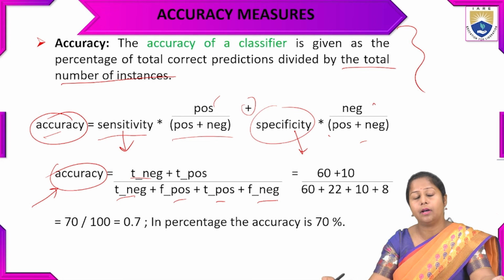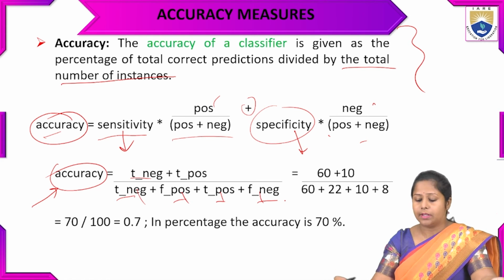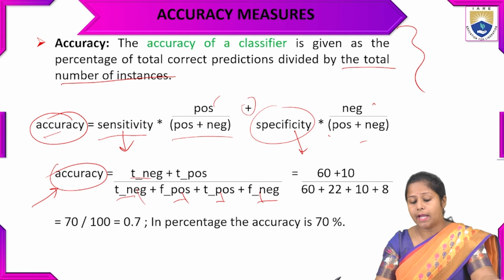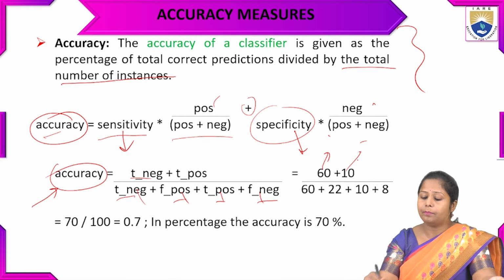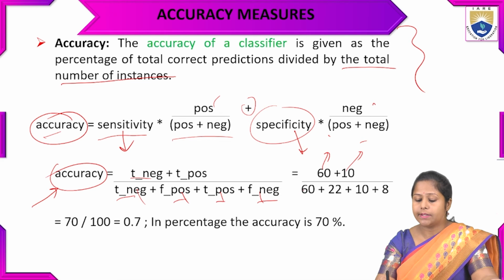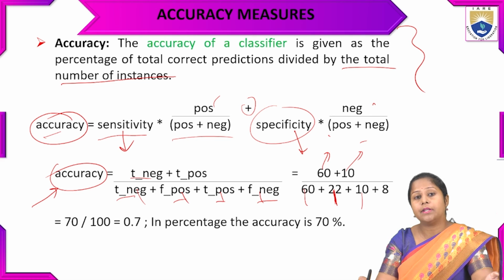All of the instances, what are the different four matrices there. So in that particular example, there are 60 true negatives, 10 true positives, and 22 false positives. That event was false, but it has been predicted as true. So that was 22 patients.